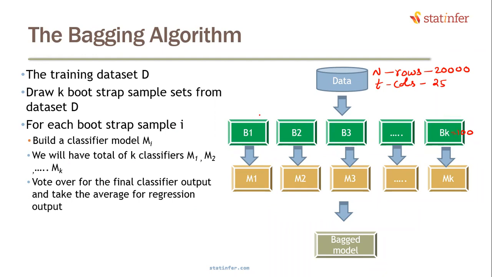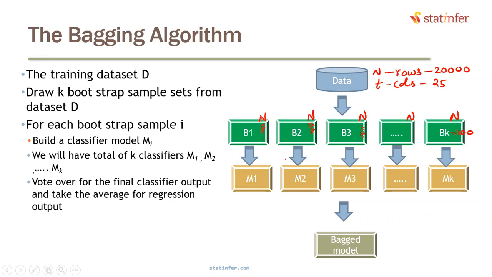And what will be the size of each bag? How many records will be there inside each bag? Can you guess it? Bag 1 will have maybe 20,000 records. N rows, isn't it? Each bag has n, which is 20,000 here, the same number of records as the data. But in each bag, out of these 20,000, a few records are repeated multiple times, a few more records are dropped. A different set of records are repeated, a different set of records are dropped.